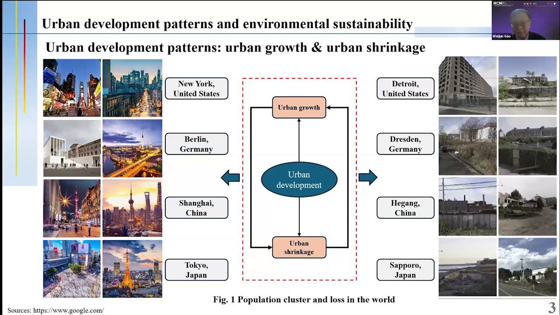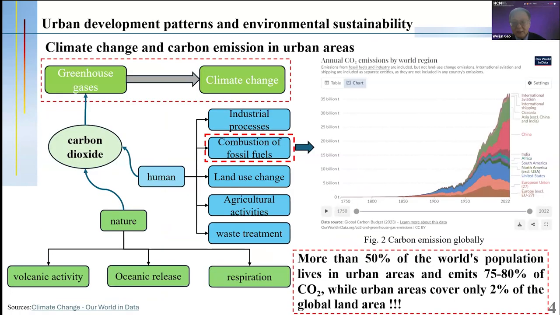This slide shows some examples of shrinking and growing cities. Urban shrinkage is common both in developed and developing countries. Another side is about carbon emission, the main cause of climate change. Carbon emission from fossil fuel consumption is the main reason for greenhouse effects. In this process, urban areas are the most intensively carbon emitting regions.